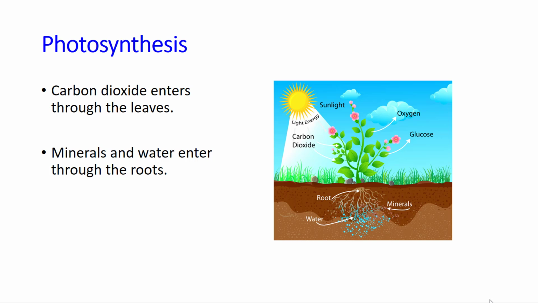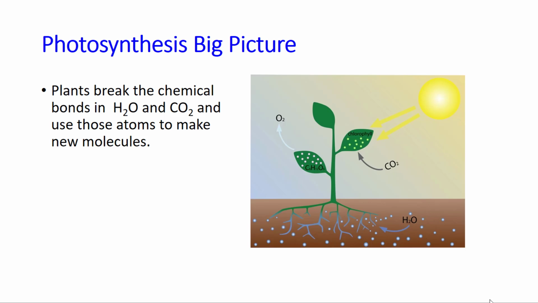Plants bring in carbon dioxide through their leaves, drink water and bring it in through their roots, and take some light energy from the sun and perform photosynthesis. So here's the big picture. Sunlight energy comes in, that's the original energy source. Carbon dioxide comes in the leaves, and water comes in through the roots. The photosynthesis happens in the leaves. It will actually make new molecules like oxygen gas and some glucose, some sugar.